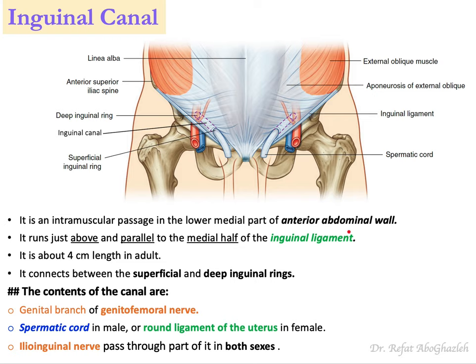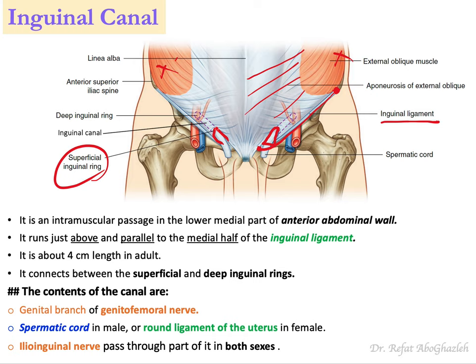So again, you remember the external oblique muscle, and you know that anteriorly it continues as aponeurosis to the midline, and we said that the inferior part of this aponeurosis is reflected on itself to form the ligament known as the inguinal ligament. This is the inguinal ligament attached from the anterior superior spine to the pubic tubercle. And we said that this aponeurosis has an opening, which is triangular in shape, and we call it the superficial inguinal ring.